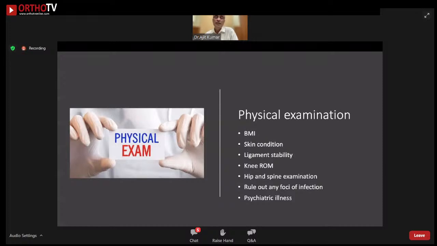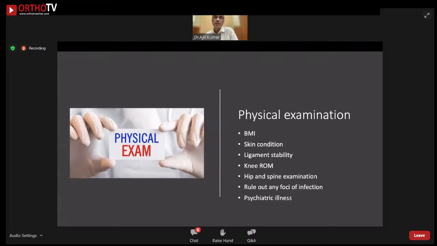The skin condition at the local area, at least, is very, very crucial in our surgical execution. Very vital to assess the ligamentous stability, the range of movement at the knee. There are enough papers to suggest the more the range of movement at the time of surgery, the better the post-op range of movement. Also assess the hip and spine and rule out any focus of infection, whether it is the urinary tract, dental, or even skin conditions.